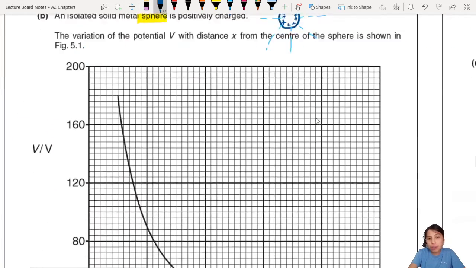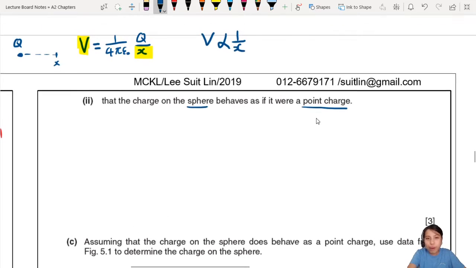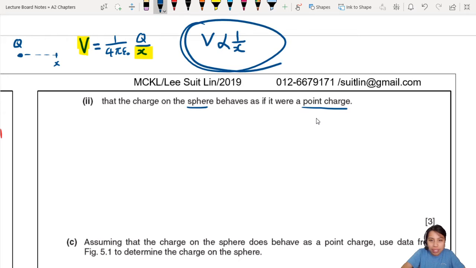But does the graph follow that relationship or not? You say, yeah, curve like that. Not convincing. This is 3 marks, guys. Gotta be a little bit more convincing than that. So how do you know that this is the relationship that is shown on the graph?